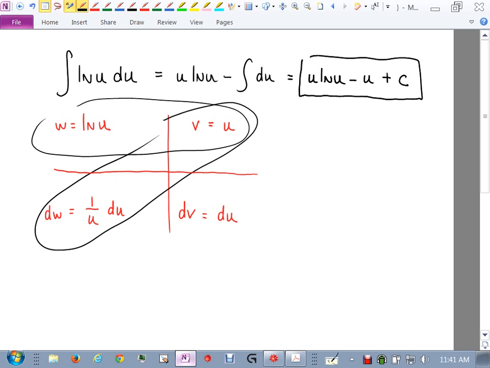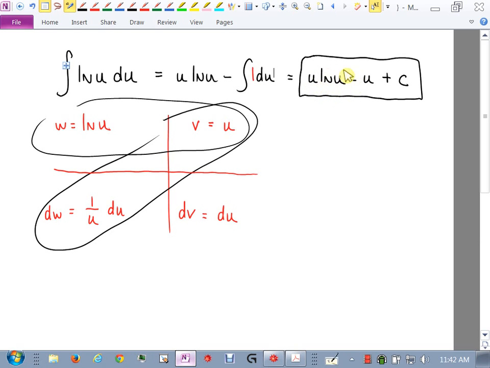I saw some squinting eyes when I looked up last time. Do we have questions? You're just fine? Maybe I'll throw a 1 in here so you realize the antiderivative of 1 is just u. The 1 comes from these two. Check it for yourself if you want.